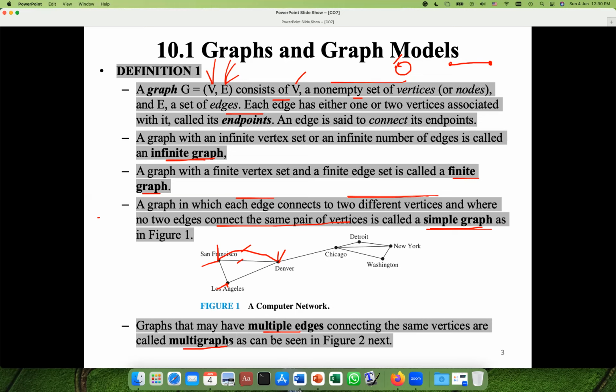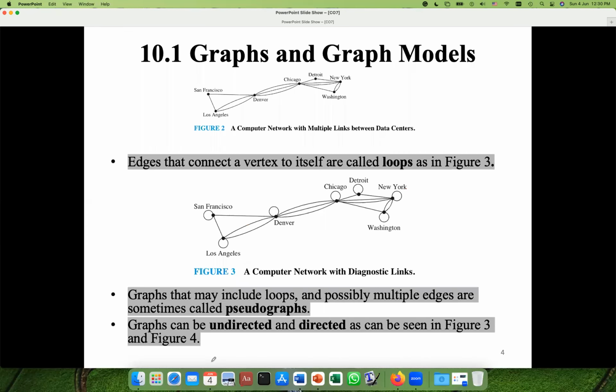If some graph has these multiple edges in it, either one or two or many, that graph would be called a multigraph. I think it will be shown here. Yes, in this figure too. You can see here that these are the nodes Los Angeles and Denver, and you have multiple paths between them. This is not a loop.